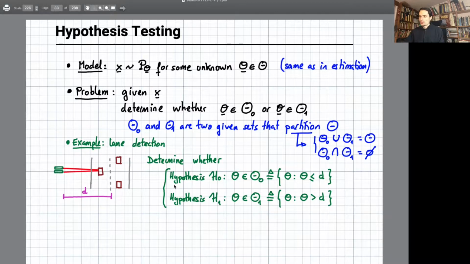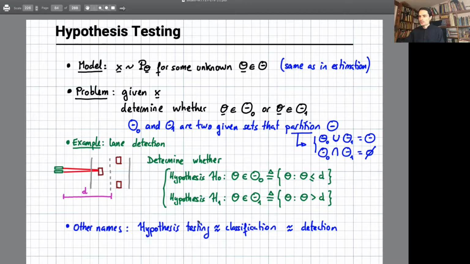We have to decide between hypothesis H0 that states that theta is in theta 0, right? And hypothesis H1 that says the opposite. The hypothesis H0 is typically known as the null hypothesis, and hypothesis H1 is typically known as the alternative hypothesis. And as I said, this problem may receive other names.